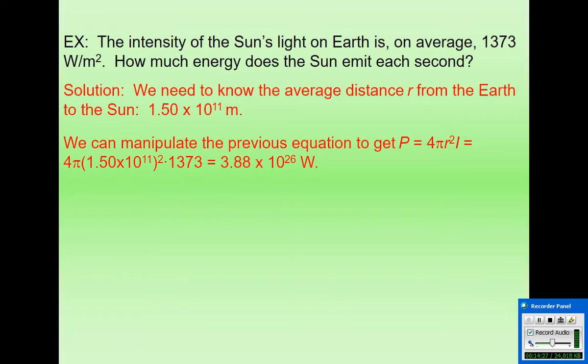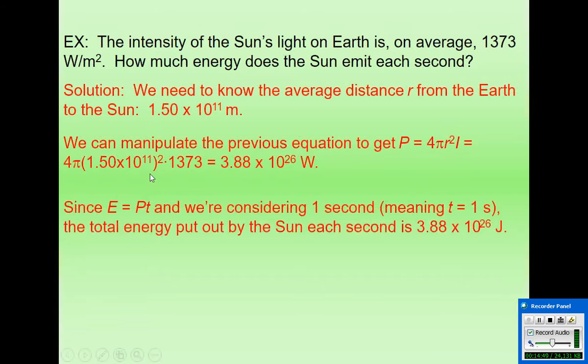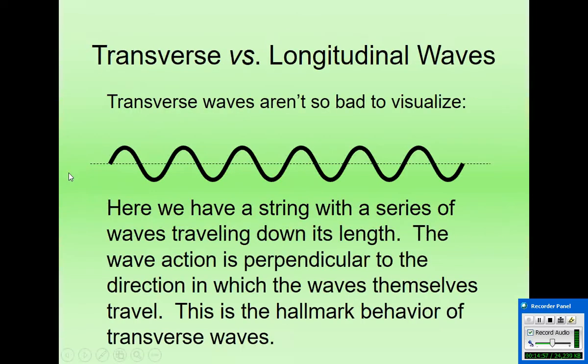And the sun's power output is 3.88 times 10 to the 26 watts. So in 1 second, the sun puts out 3.88 times 10 to the 26 joules. I really can't put that into good context. You know, it's the energy output of the Earth for X number of years. It's a lot of energy. So there's our total energy in 1 second. That's all I want to say about intensity at this point in time.